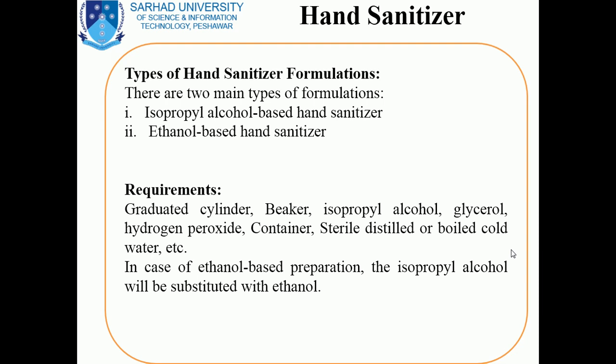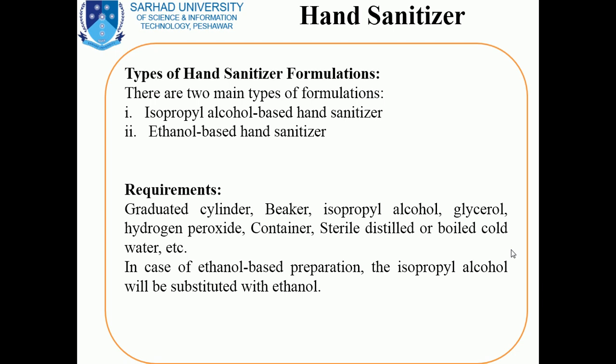Types of hand sanitizer formulation. There are two main types of formulation. The first one is isopropyl alcohol based hand sanitizer, and the second one, that is ethanol based hand sanitizer. Isopropyl alcohol, in short we say that is IPA based. IPA stands for isopropyl alcohol.